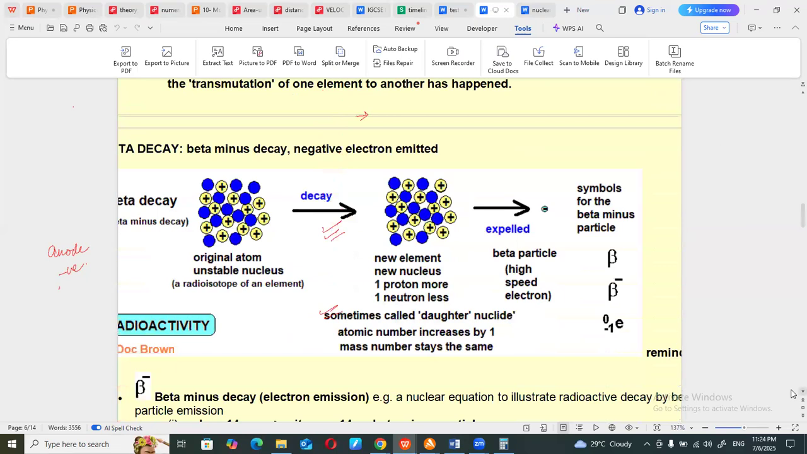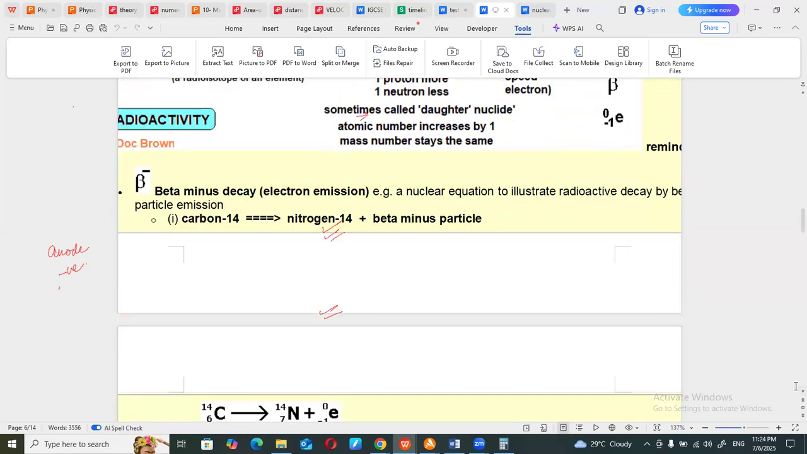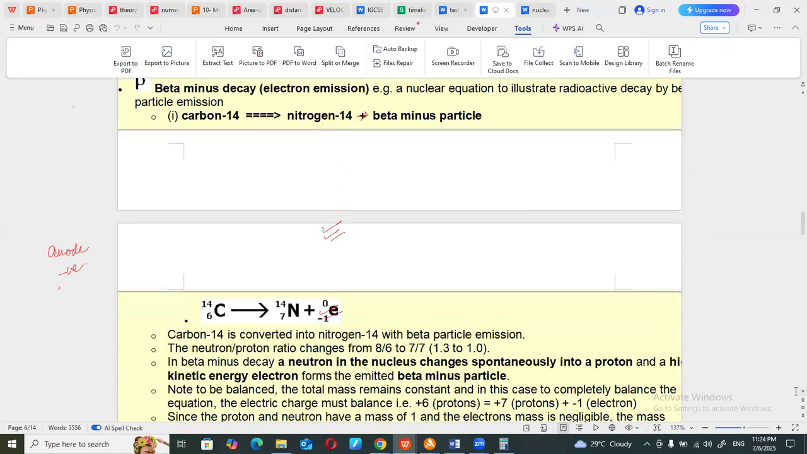Now the second important thing, beta. Now remember that we only have beta minus decay. There is a beta positive as well, but it's not in our syllabus. Whenever a beta particle is released, an electron is emitted, and your proton number will be increased by one.